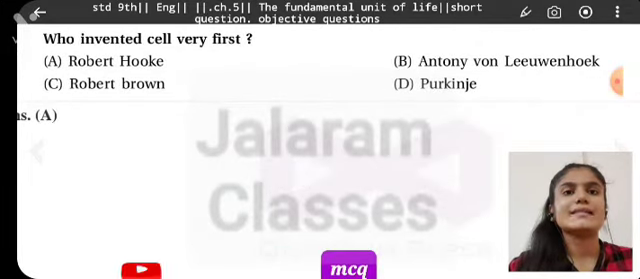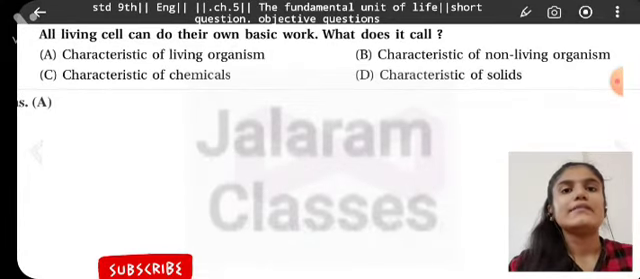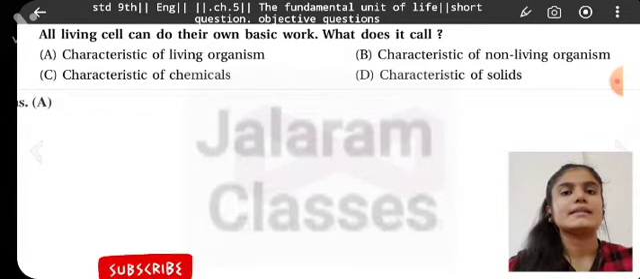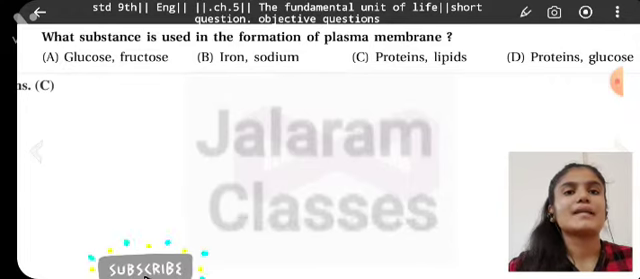Who invented the cell very first? Robert Hooke. All living cells can do their own basic work. What does it call? Characteristic of living organism. What substance is used in the formation of plasma membrane? Proteins, lipids.